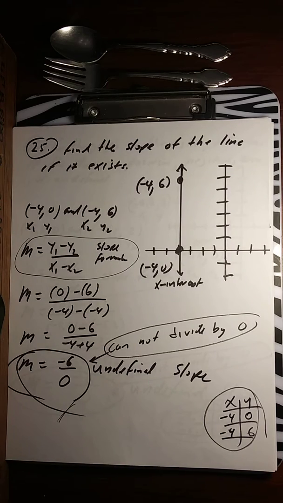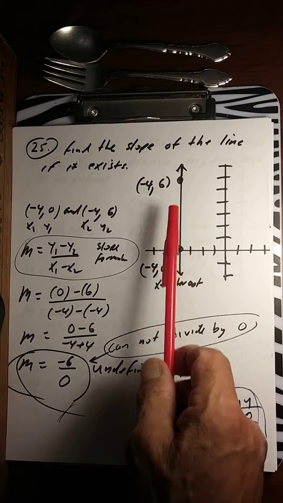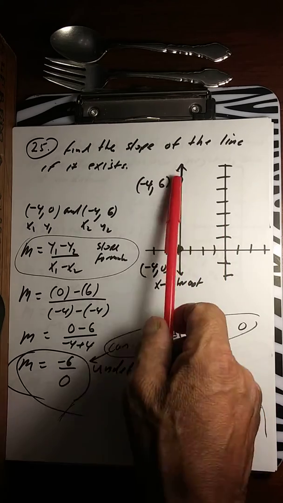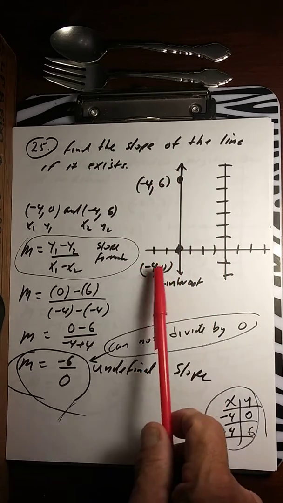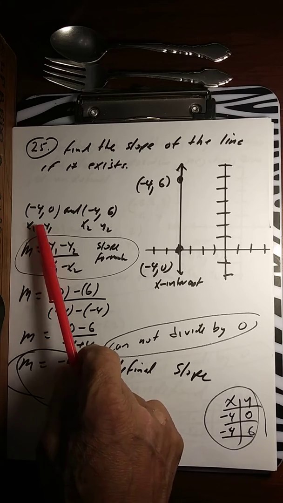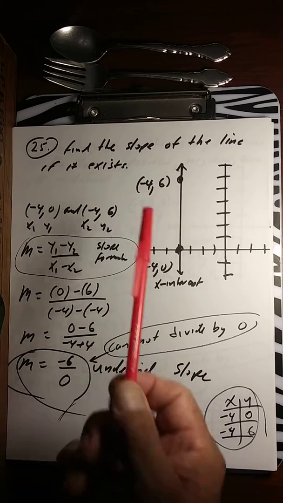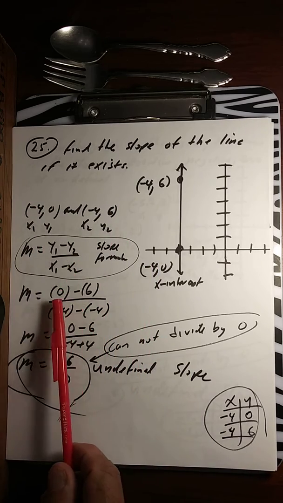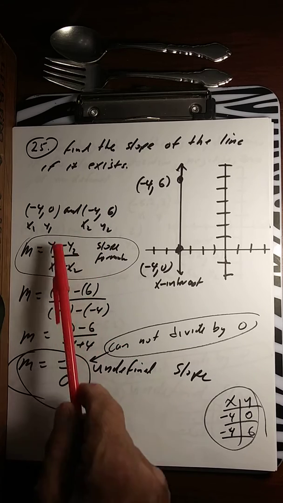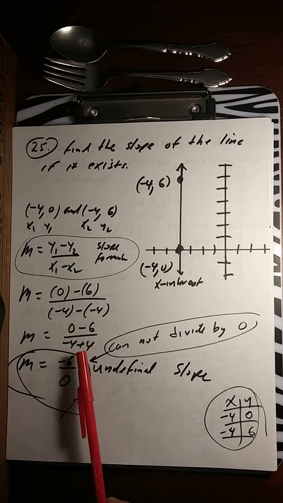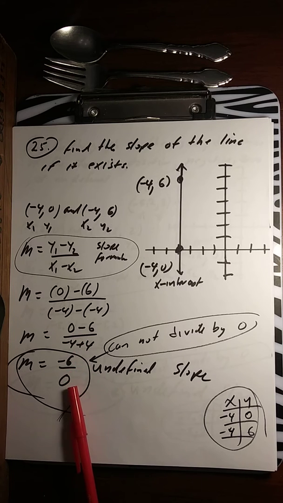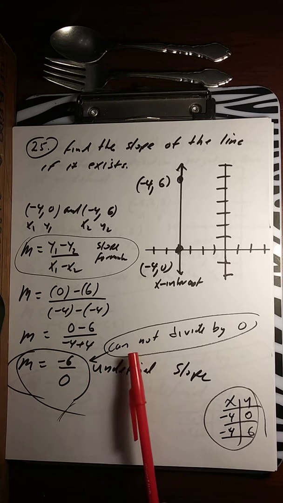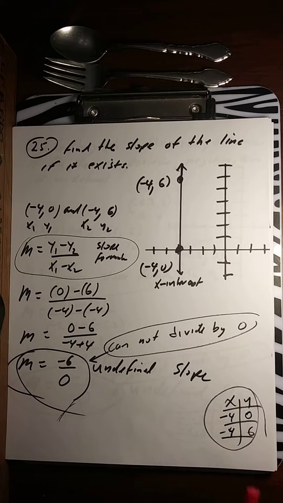Find the slope of the line if it exists. Negative 4 and 6, negative 4 and 0. Those are points. x1, y1, x2, y2. So x1, y1 is this one. x2, y2 is that one. Let's just set it that way. So we have 0 minus 6 and negative 4 minus negative 4. 0 minus 6, negative 4 plus 4. So we have negative 6 over 0. It cannot be divided. Cannot divide by 0, so it's undefined. The slope of this is undefined.